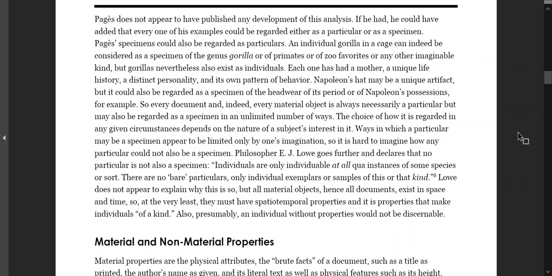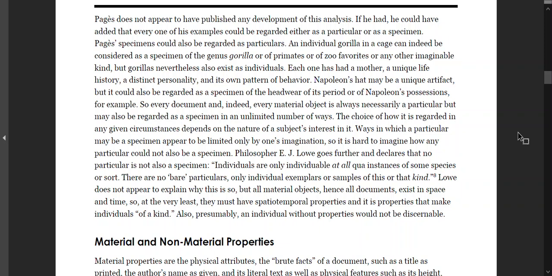But gorillas nevertheless also exist as individuals. Each one has a mother, a unique life story, distinct personality, and its own pattern of behavior. Napoleon's hat may be a unique artifact, but it could also be regarded as a specimen of the headwear of its period, or of Napoleon's possessions, for example. So every document, and indeed every material object, is always necessarily a particular, but may also be regarded as a specimen in an unlimited number of ways. Oh dear, classification headaches. The choice of how it is regarded in any given circumstances depends on the nature of a subject's interest in it.